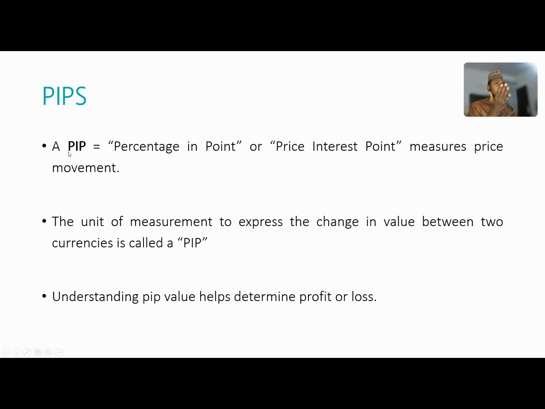Pips. A pip is equal to percentage in point, or price interest point, a measure of price movement. As I told you earlier, that's how you are going to measure price movement. The unit of measurement to express the change in value between two currencies is called a pip. Understanding pip value helps determine profit or loss.